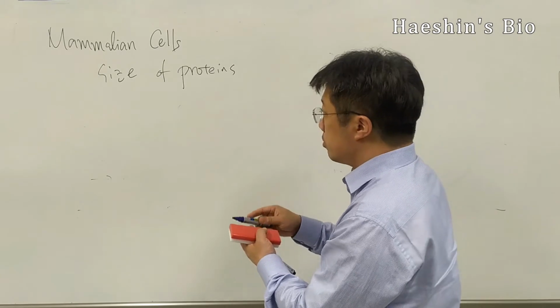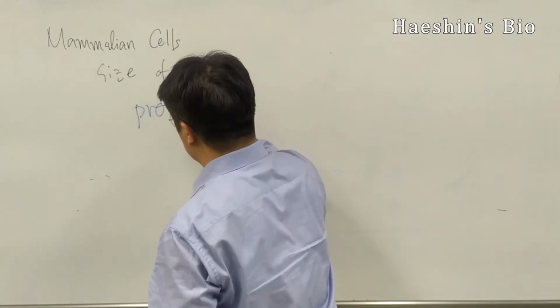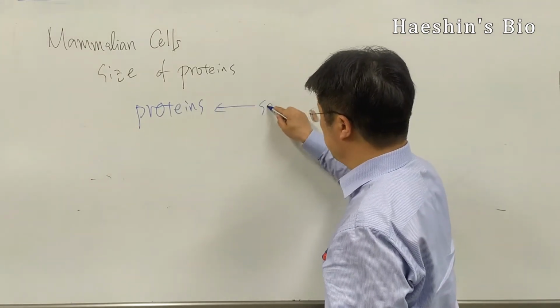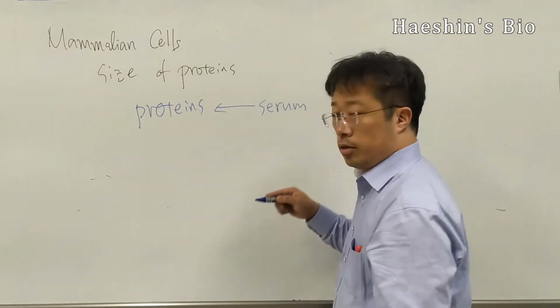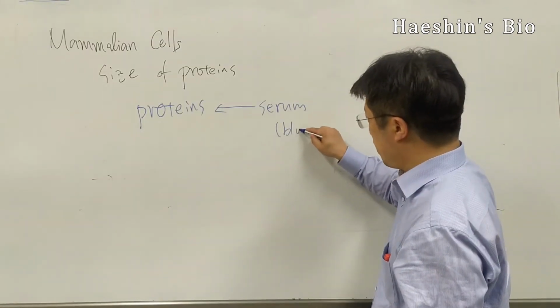So then what kind of protein do we use? That's the next question. The proteins we use are from the serum. What is the serum? It's a blood protein, right? This is a blood protein.